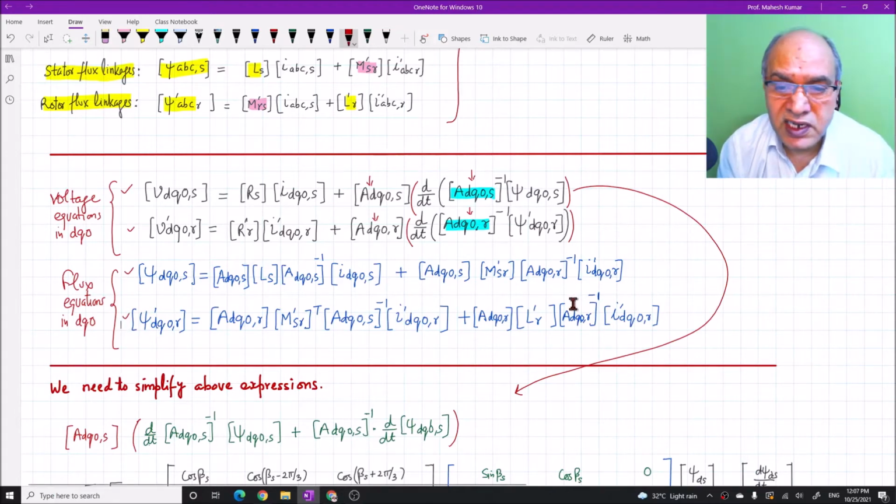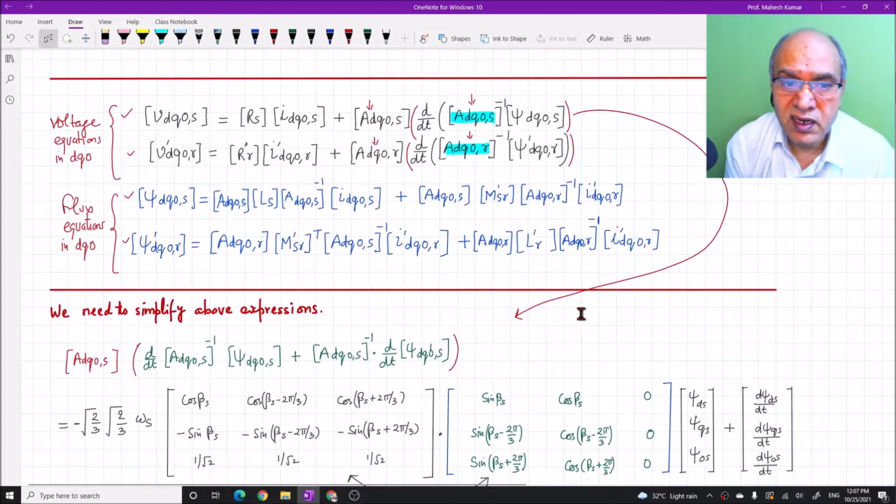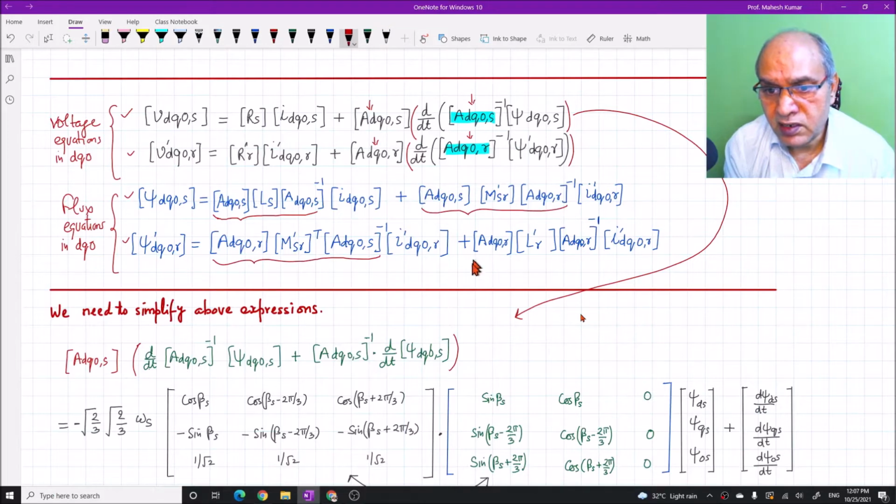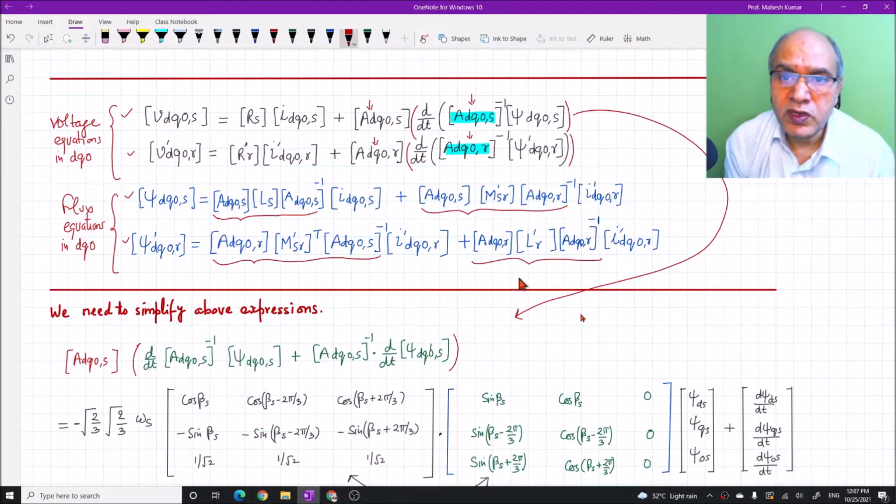But these are not very clear. What is the final outcome of these matrices? For example, let us say this matrix or this matrix, then this matrix and these matrices. So we need to simplify. We also need to simplify the d by dt of this matrix into psi_dq0s and so on. So we were trying to solve first this expression and then these two expressions.